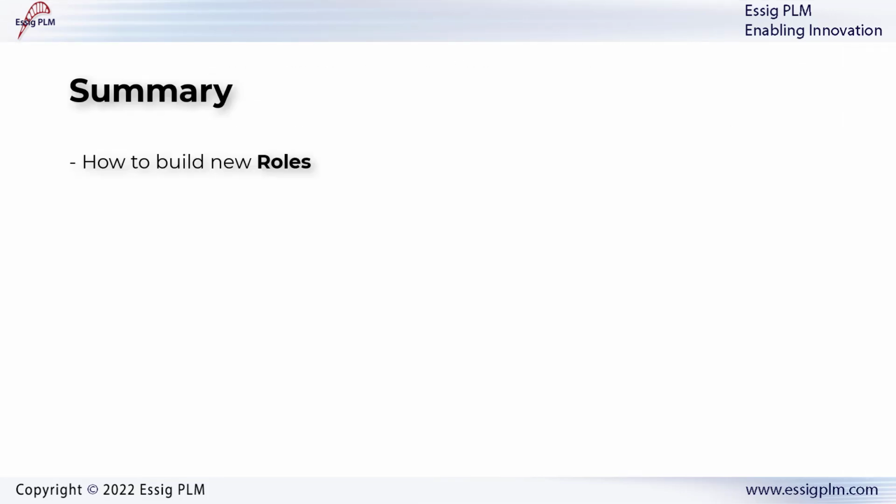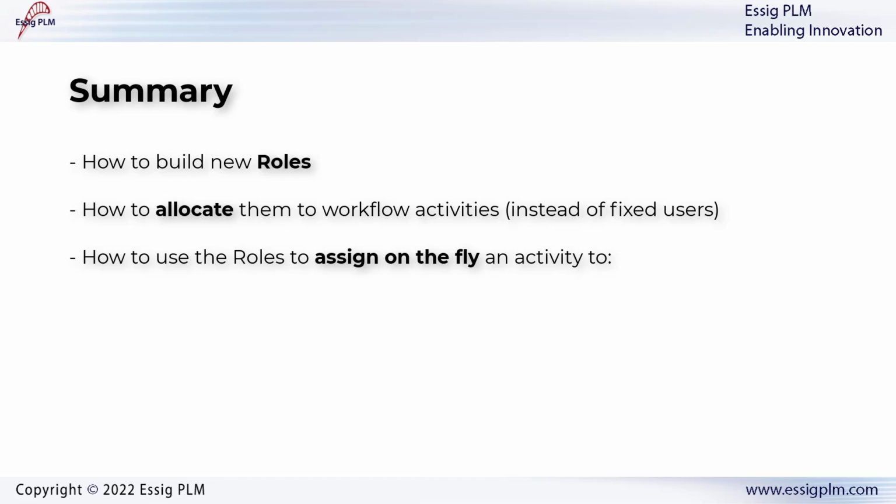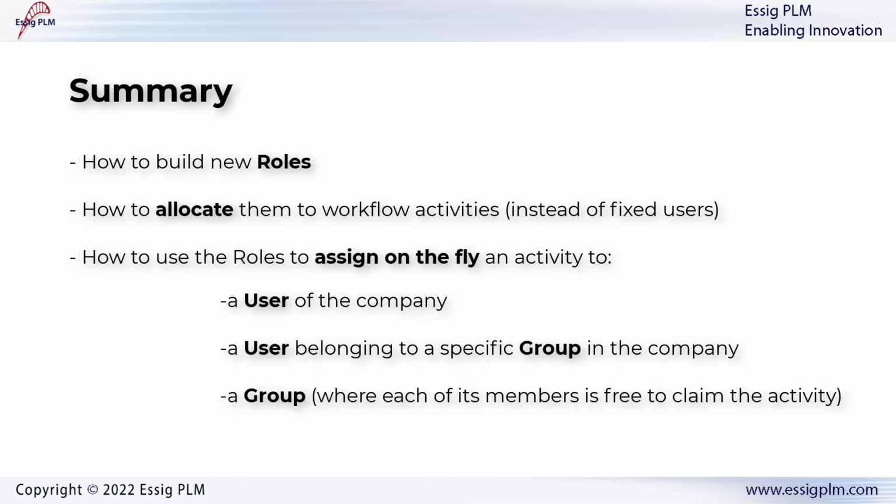In summary, we have seen how to build roles with forms and how to set them into the activities of a workflow process. This allows us to have more flexibility, since the users of an activity do not need to be fixed anymore, but they can be decided according to the development of the process. We have also seen that there are 3 ways to build roles. 2 related to user roles, where one can choose from all the members of the company or from the members of a specific group. In the case of group roles, one can select on the fly the group to be assigned and let its members decide who is going to be in charge of the activity.